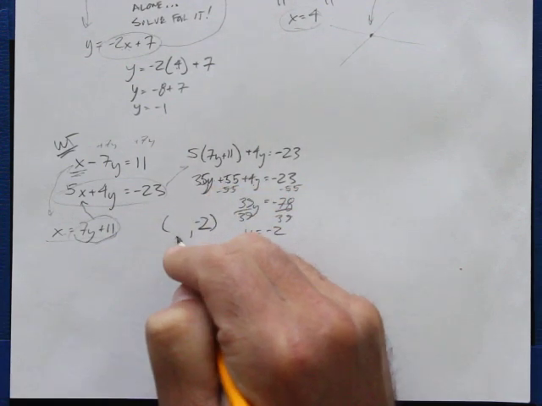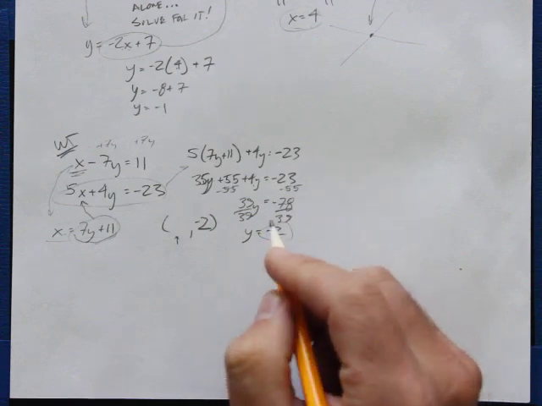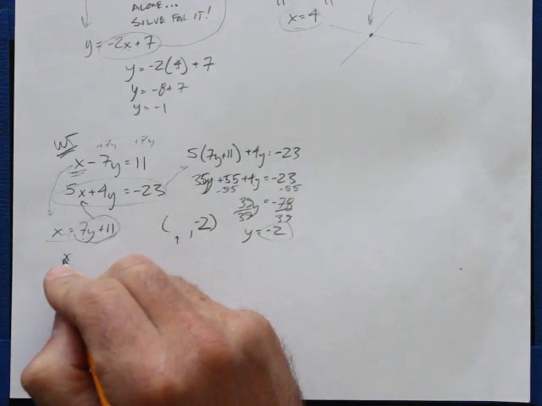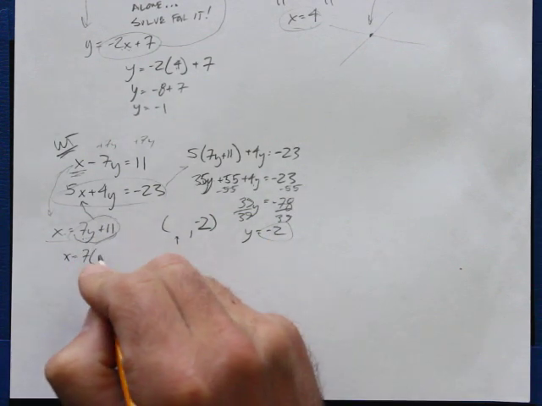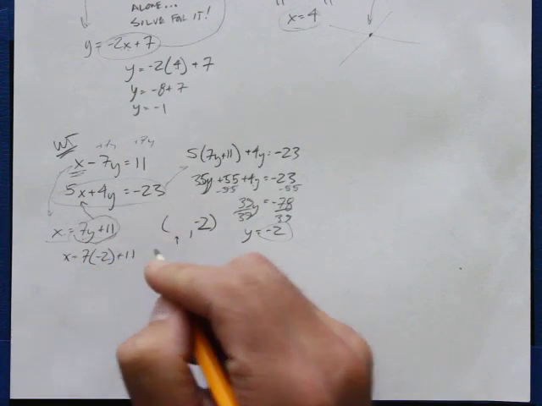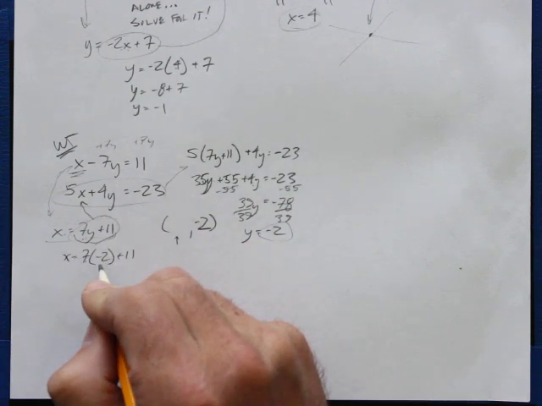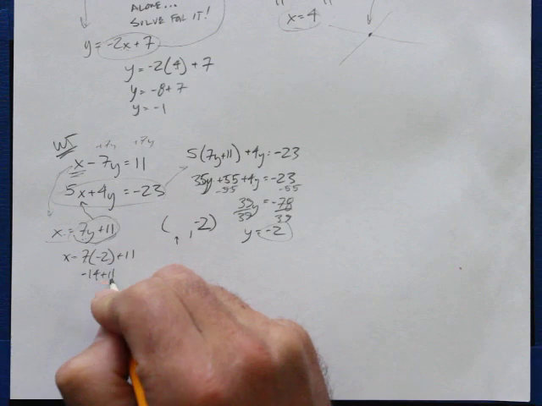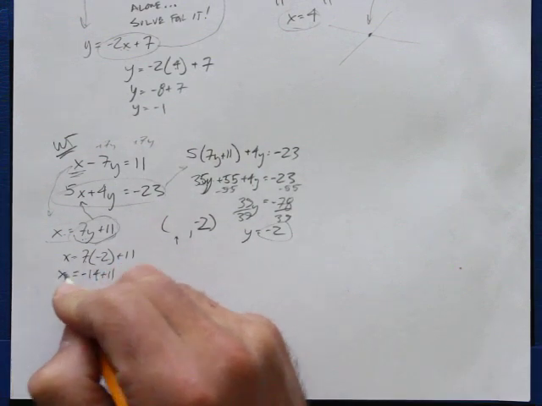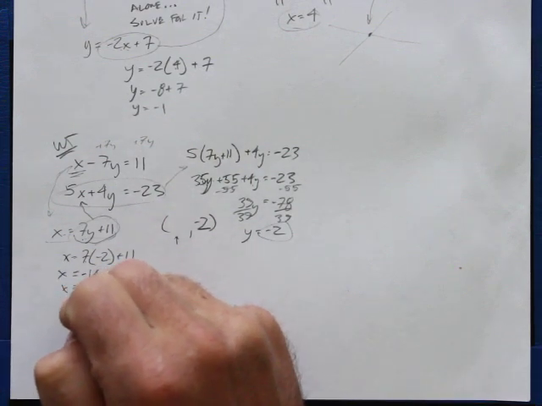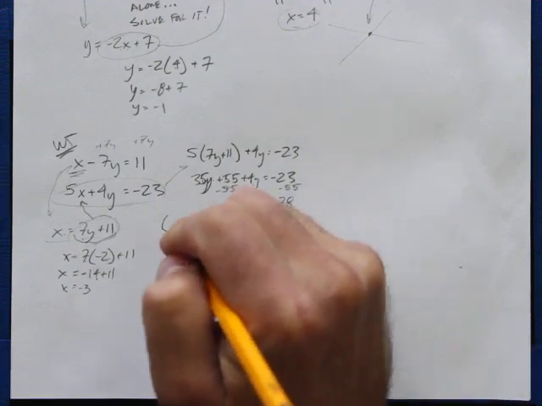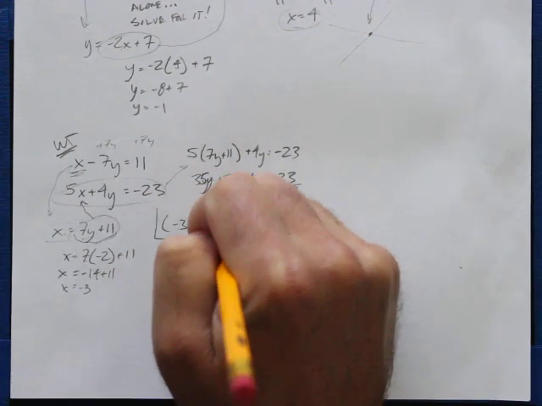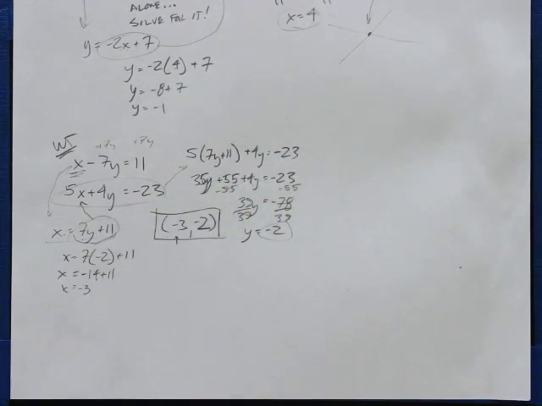I need my x value now, so I take this negative 2, I'm going to plug it into this one again. X equals 7 times negative 2 plus 11. 7 times negative 2 is negative 14 plus 11, which equals negative 3. So I have negative 3, negative 2 is the point where these two lines cross.